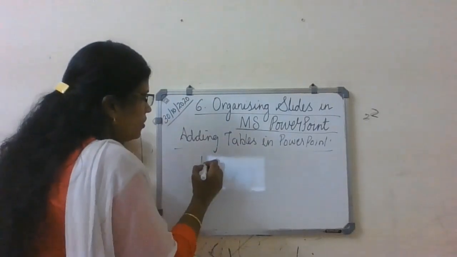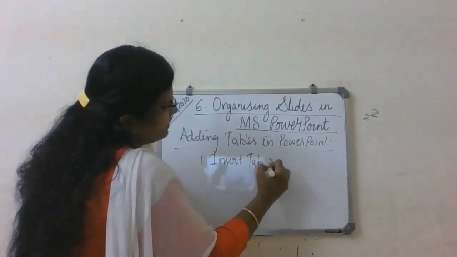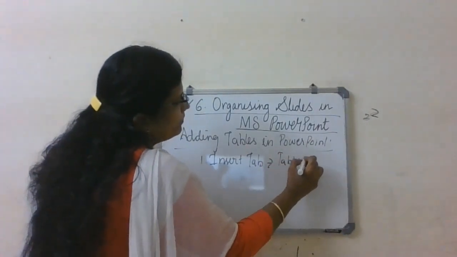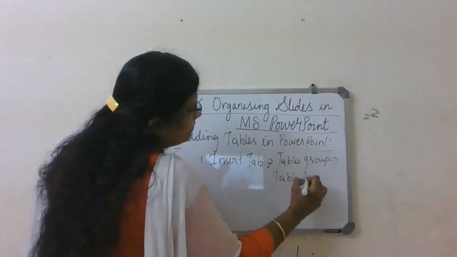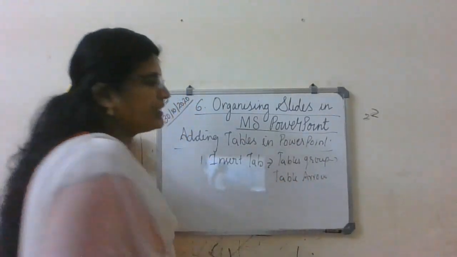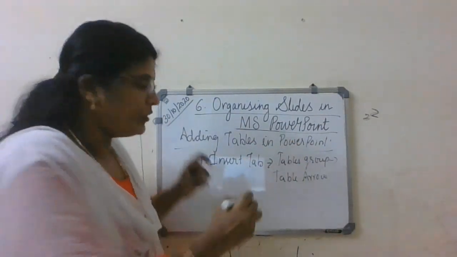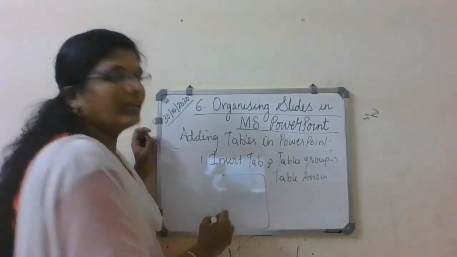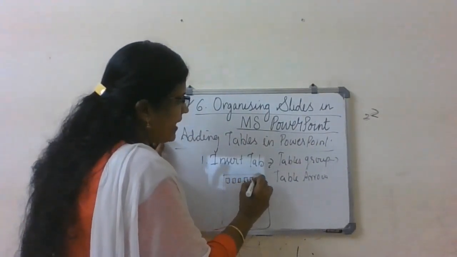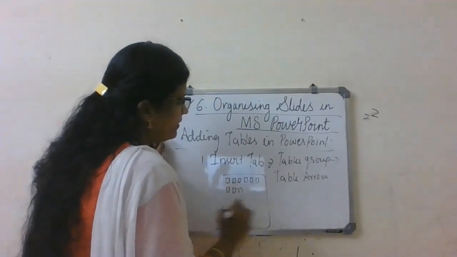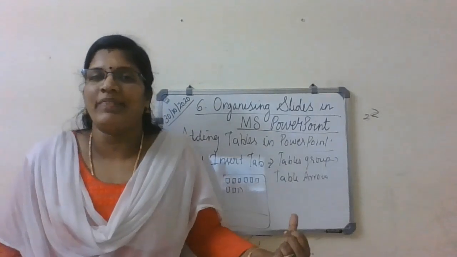Okay. So how to go? Insert tab, Tables group, then Table arrow. Okay. So when you click on the table arrow, you can see grids. You can see many grids, 10 by 8 grids you can see. You can select from the grids. That is the first method.